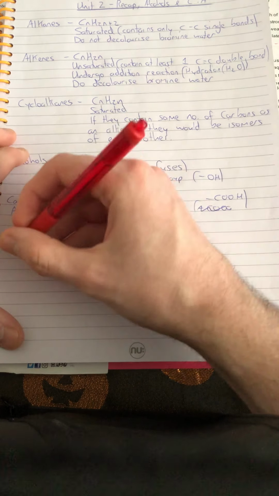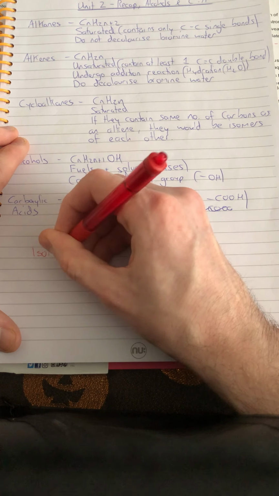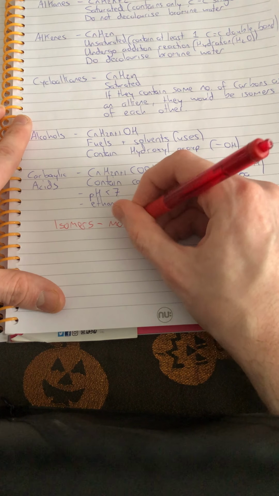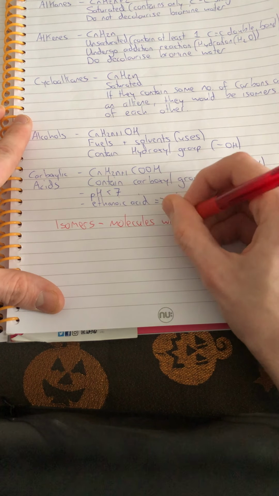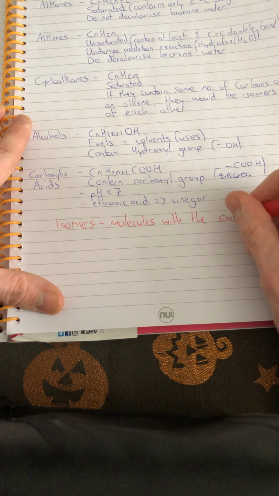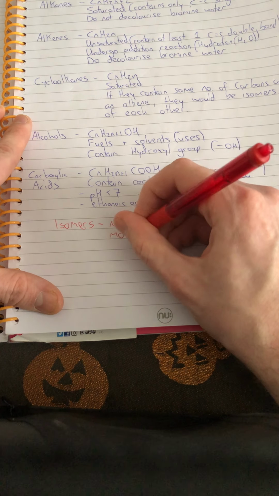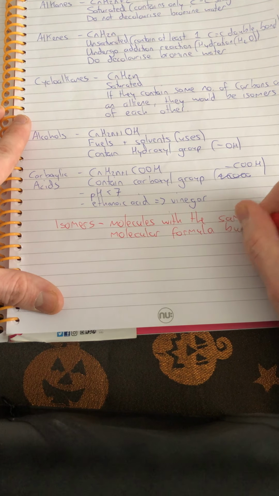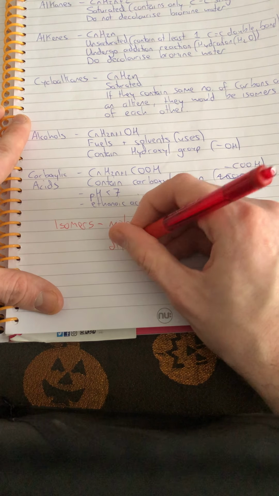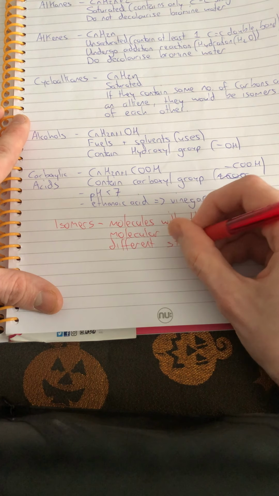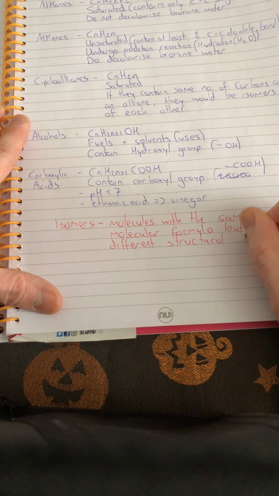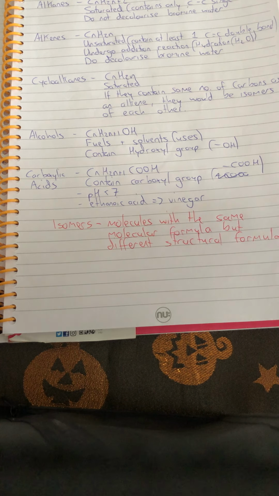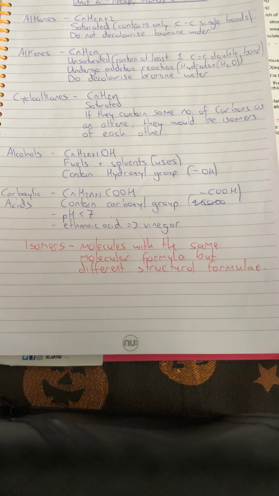We could maybe make a wee note here, just for anyone that's perhaps forgotten the definition of an isomer. It's molecules with the same molecular formula but different structural formulae. And trust me, you will get an isomer question in a Higher paper.